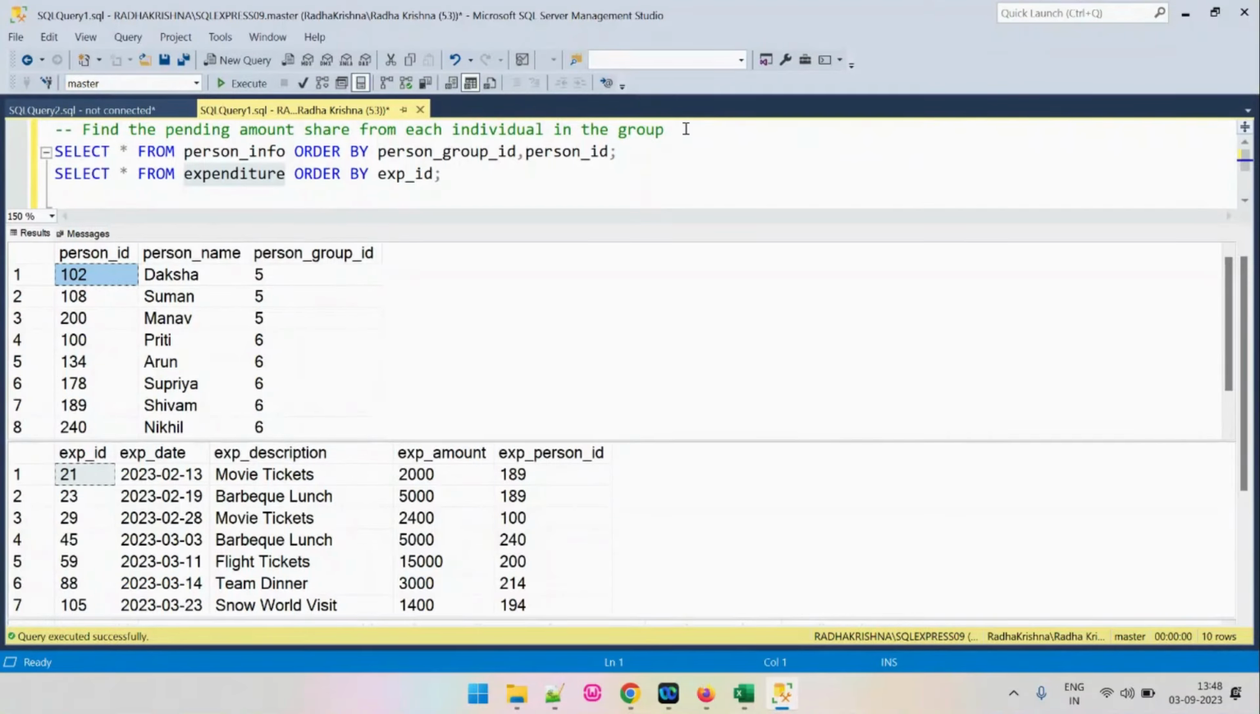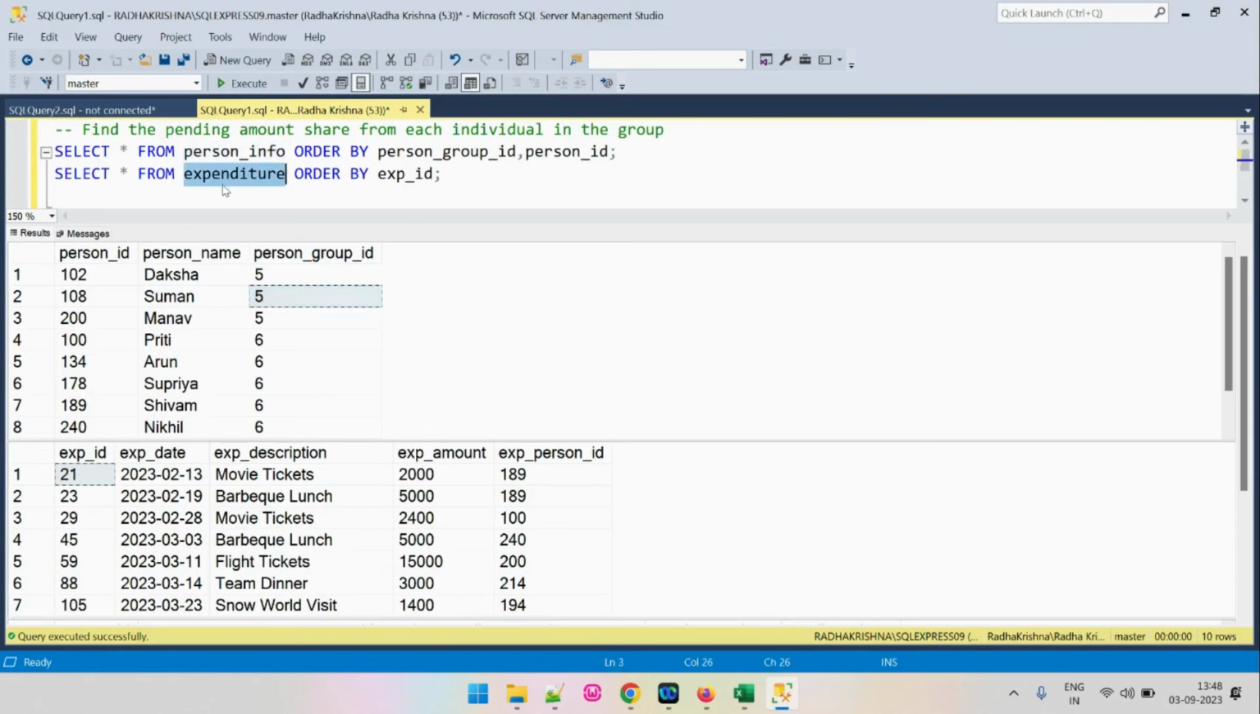Hi everyone. The problem that we are going to solve now involves two tables. The first table is person info. This table has the below columns: person ID, which is the ID of the person; name, which is the name of the person; group ID, that is the group to which the person belongs. This is the first table.